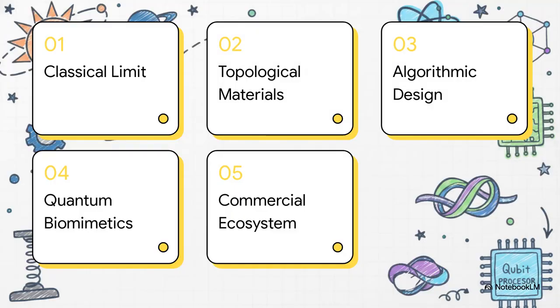So here is our mental roadmap for today's architectural tour. Section 1, the end of the classical limit. 2. Horizon 1, topological materials. 3. Horizon 2, algorithmic atomic design. 4. Horizon 3, quantum biomimetics. And finally, Section 5, the commercial quantum ecosystem.